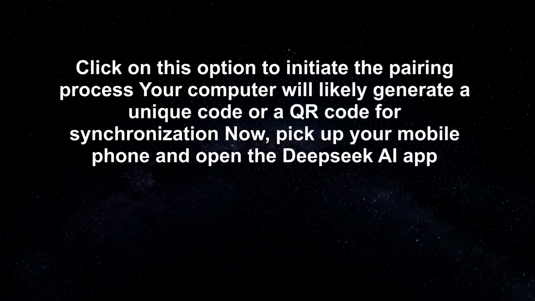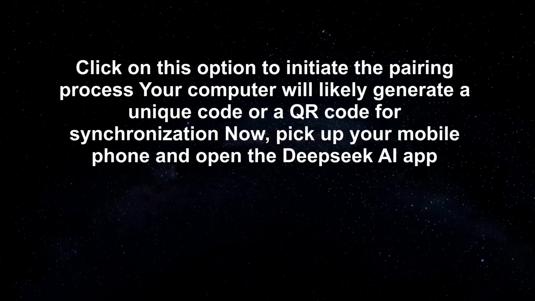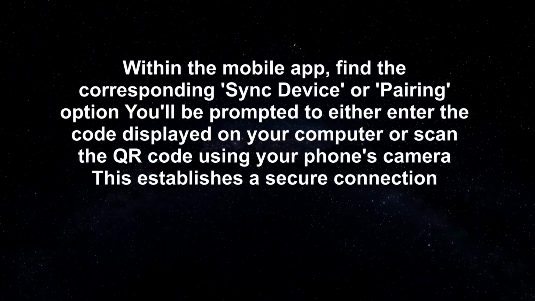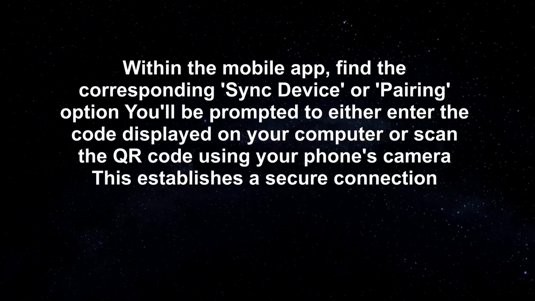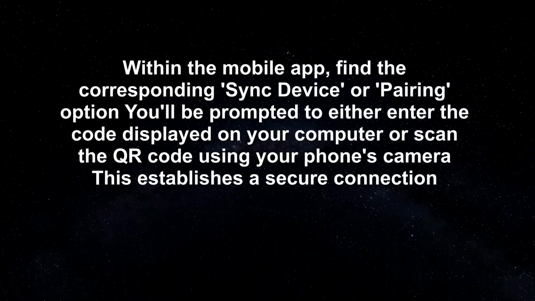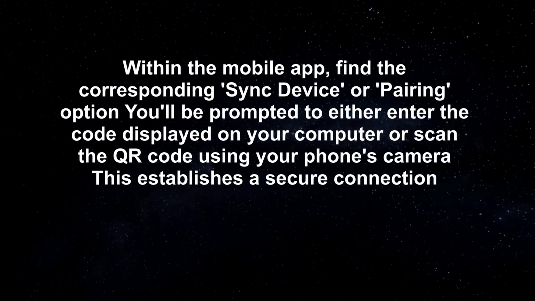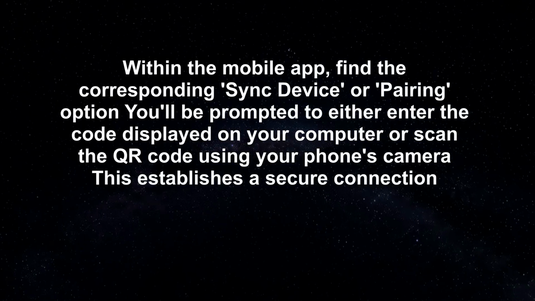Pick up your mobile phone and open the Deepseek AI app. Within the mobile app, find the corresponding sync device or pairing option. You'll be prompted to either enter the code displayed on your computer or scan the QR code using your phone's camera. This establishes a secure connection.